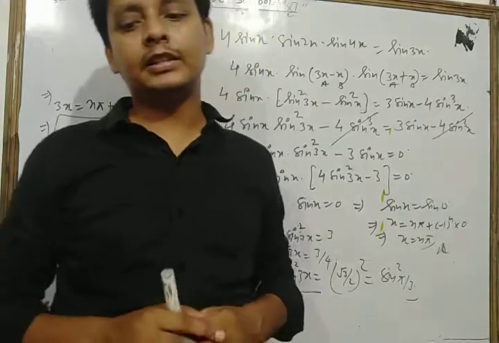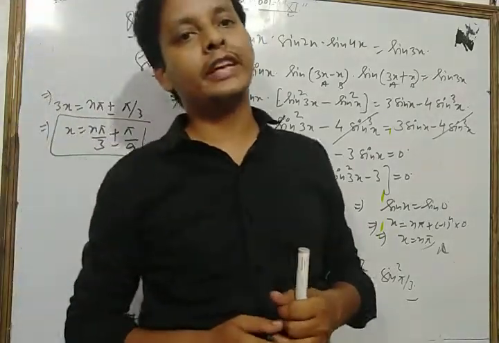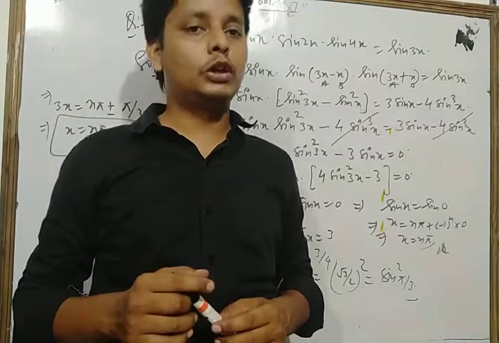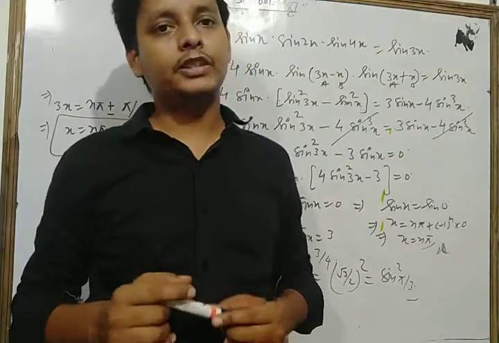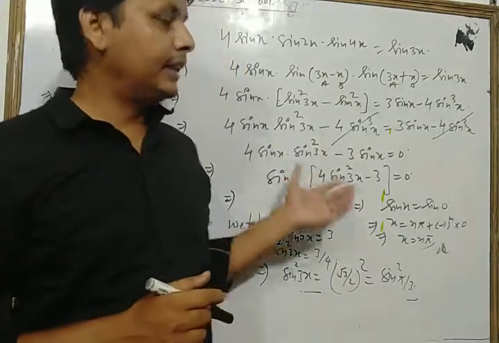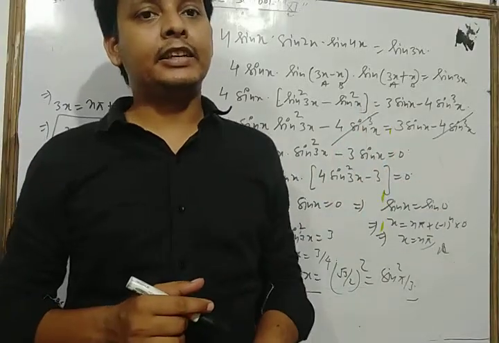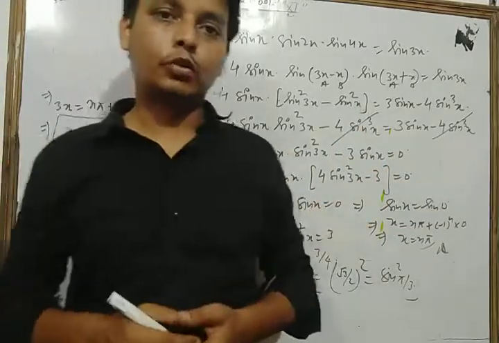Now in the next class we will discuss the trigonometric equation of the form a cos x plus b sin x is equal to c. This is the last topic of that chapter. First you complete your NCERT exercise based on these topics.